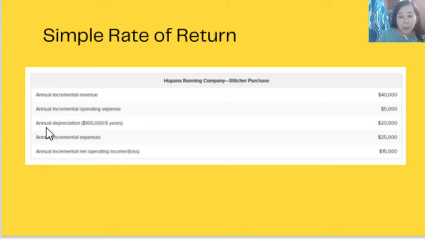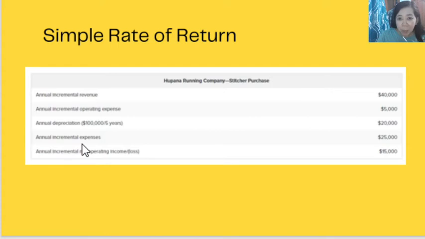Okay, and for the depreciation. Okay, so again, if you could still remember, in the definition of the simple rate of return, we will reduce the amount of the net operating income by the annual depreciation of the investment. So here, to solve for the annual depreciation, of course that is cost divided by its useful life. So the cost of this equipment as given in the problem is 100,000 divided by 5 years. Okay, so therefore our annual depreciation is $20,000.